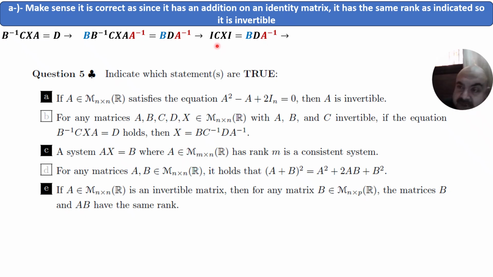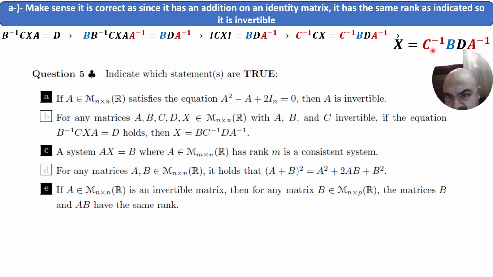I need to get rid of C. So I would multiply from the left by C minus 1. C minus 1 will appear in here, but it will make C minus 1 and C disappear. So that's the final result. Look at this guy and look at the result that he's asking you about. C minus 1 really exists.